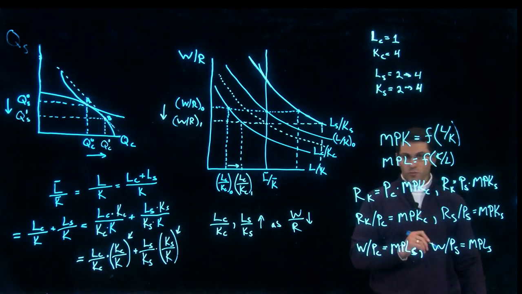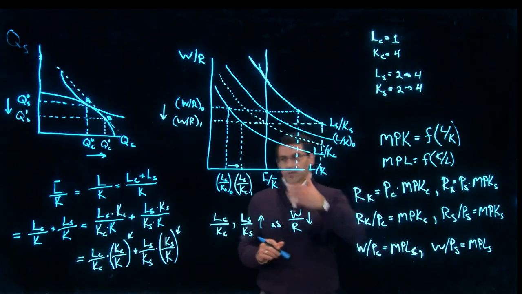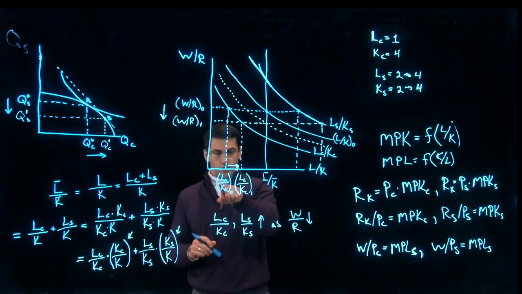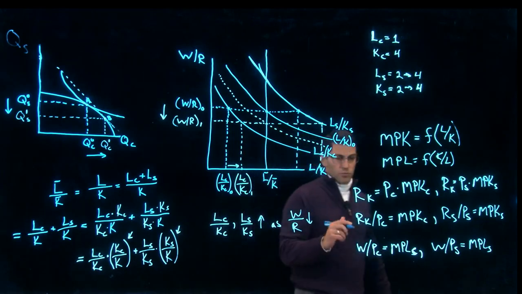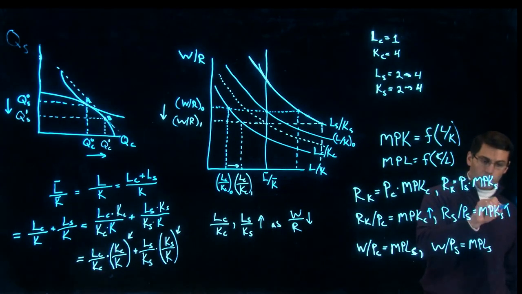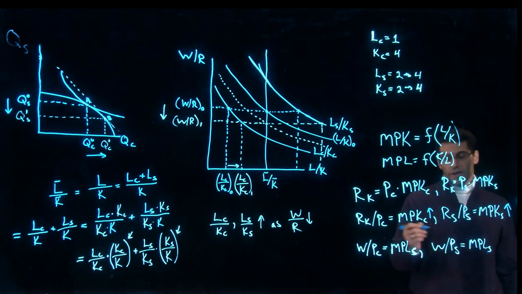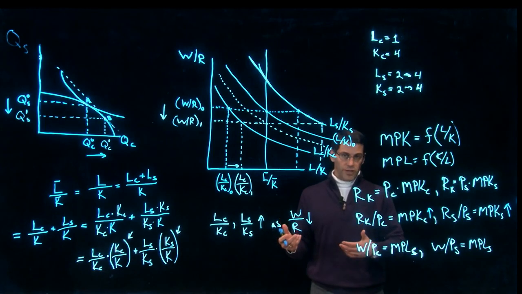But focus on the marginal product of capital. And what did we see happening? As the wage to rental rate falls, within each industry, the ratio of labor to capital employed goes up, which means that the marginal product of capital will go up. That means the real return to capital, the rental rate divided by the prices of the goods, will go up.